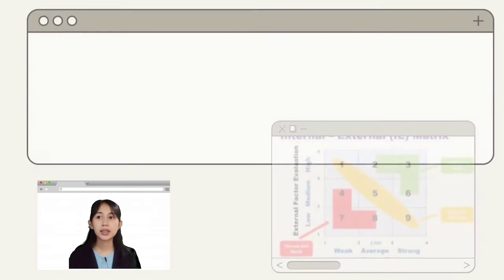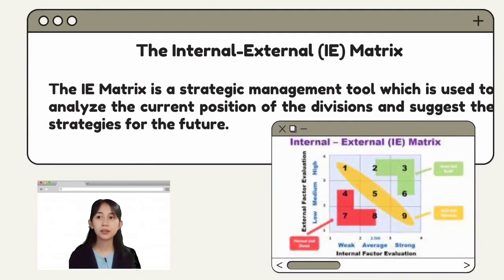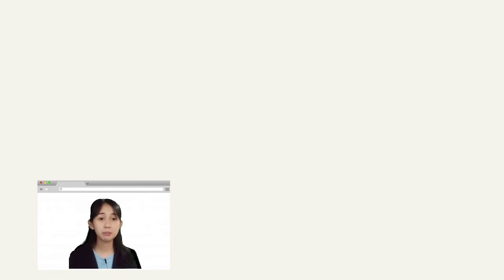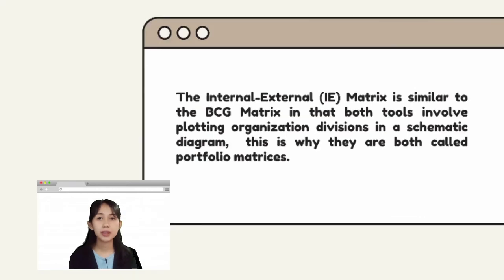The next matrix is the internal-external or IE matrix. The IE matrix is a strategic management tool which is used to analyze the current position of the divisions and suggest the strategies for the future. The internal-external matrix or short IE matrix is based on an analysis of internal and external business factors which are combined into one suggestive model. The IE matrix is similar to the BCG matrix in that both tools involve plotting organization divisions in a schematic diagram. This is why they are both called portfolio matrices.